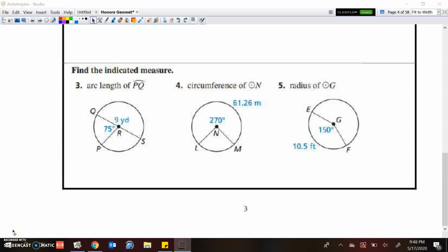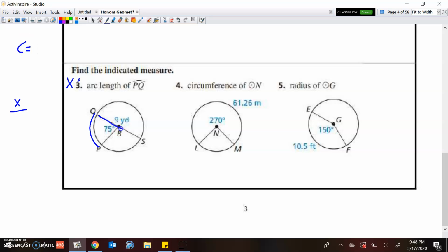Okay, so continuing lesson 11.1 here, the arc length of PQ, of arc PQ. So arc PQ is right here. We want the actual measure of it, so it's going to involve yards. I'm going to call this X. X equals arc length, just so I don't have to write the whole thing. X over the circumference, so we're going to calculate circumference.